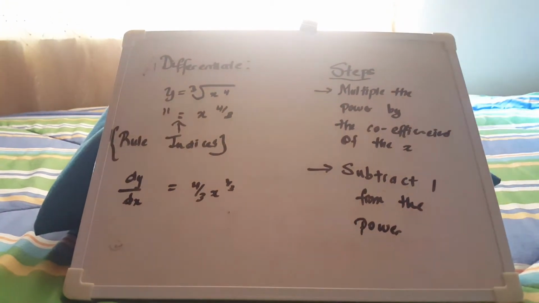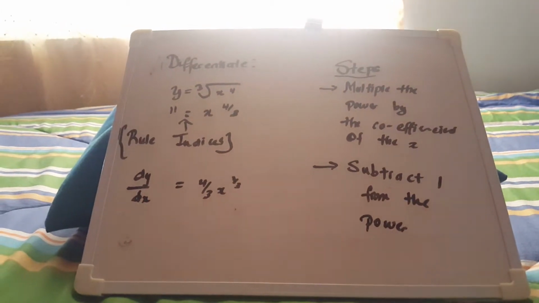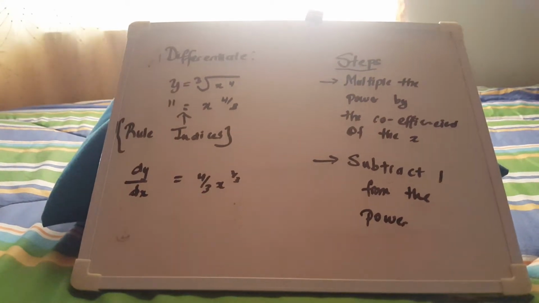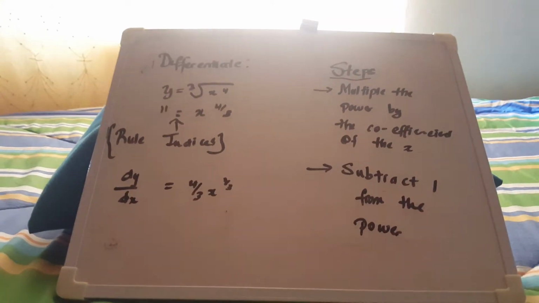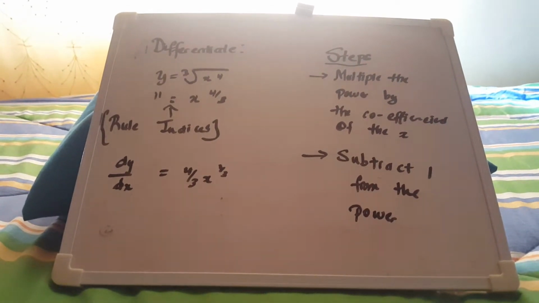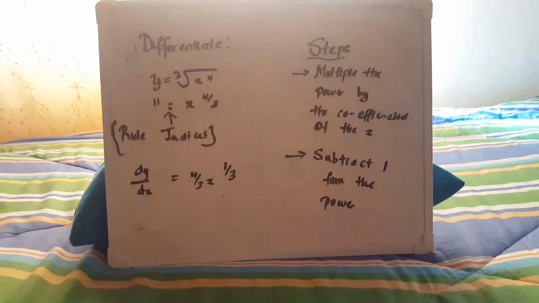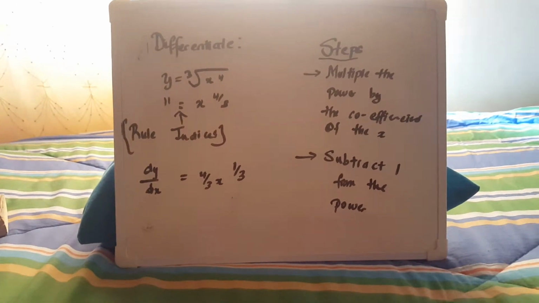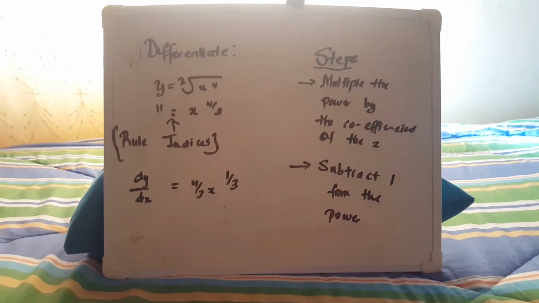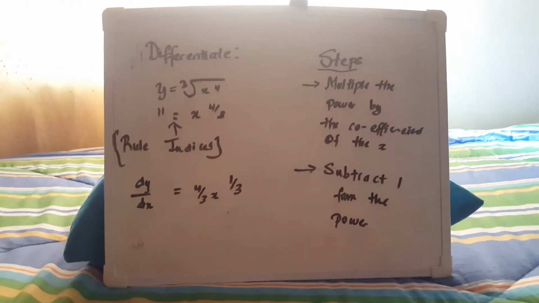So we're going to follow the same steps. First we're going to multiply the power by the coefficient of the x. So we have x to the 4 over 3. The power right there would be the 4 over 3. We're going to multiply the x by that same 4 over 3. So that's how we got the 4 over 3x. And then we're going to subtract 1 from the power. If we do 4 over 3 minus 1, we're going to get 1/3. That's why when we differentiate, we'd get the 1/3 to the power. So in all, dy by dx would be 4 over 3x to the 1/3 power.